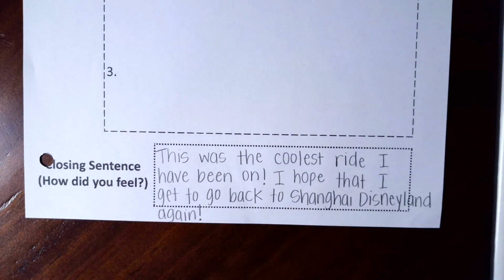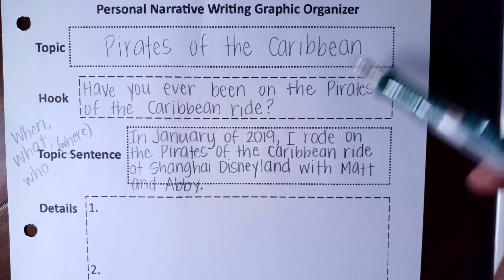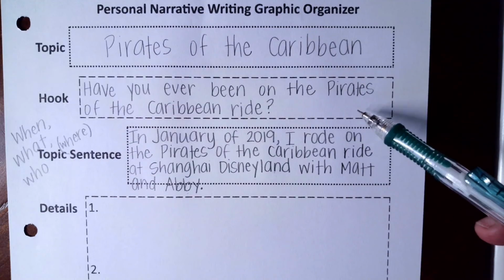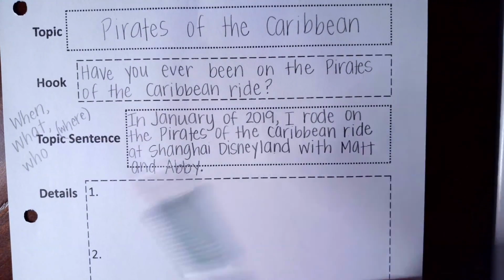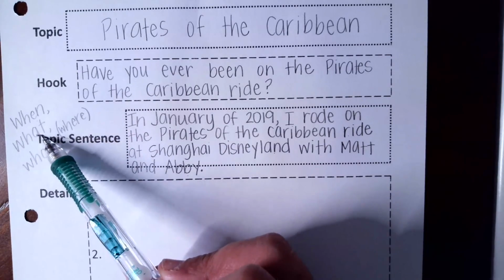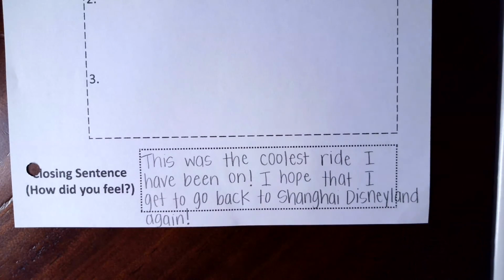Okay, friends, so a quick review. You're going to write the topic of your seed story, a question hook, a topic sentence that says when, what, maybe where, and who was with you, and a closing sentence. How did you feel after this seed story? Like I said, tomorrow we will work on writing those details.